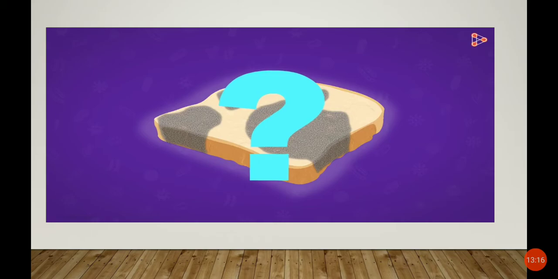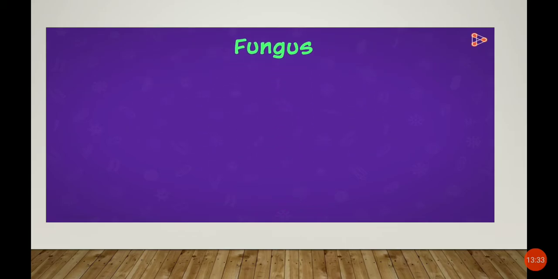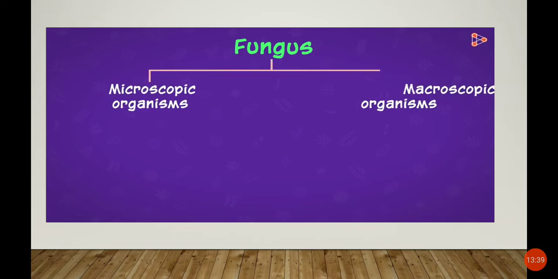Well, the cottony growth is nothing but a set of live cells. Yes, these are living cells, and this fact is more than enough for us to study them. By now you must have guessed the name of these organisms. Yes, I am referring to the fungi. Fungus is usually a broad term used to cover many organisms together. The group consists of microscopic as well as macroscopic organisms.